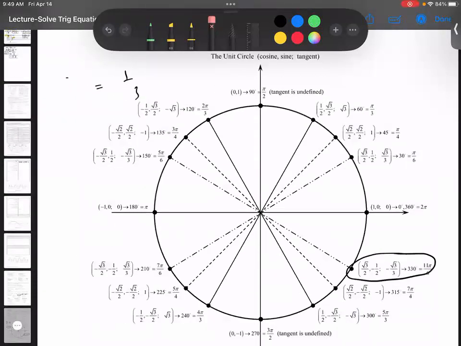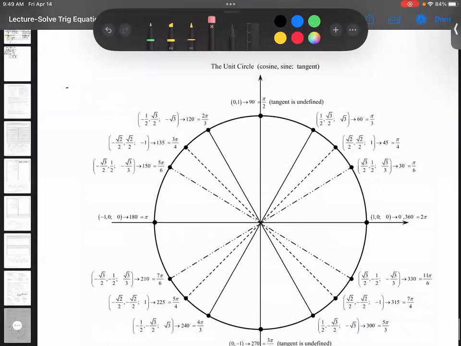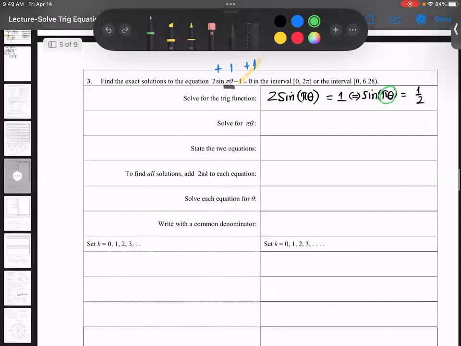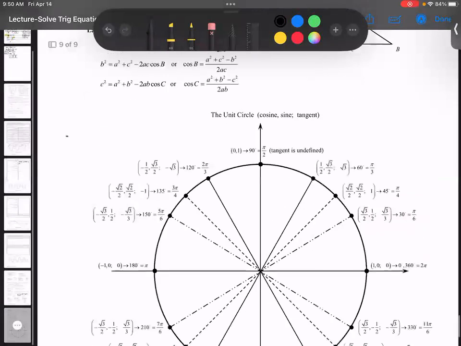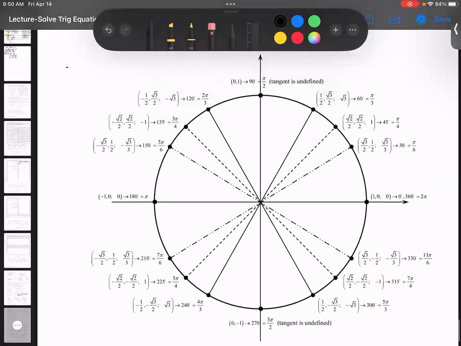Since sine is positive, it's going to be quadrant 1 and quadrant 2. Yes, pi over 6 and 5 pi over 6. So I know that whatever is in that little green bubble, let me revise this, pi theta equals, I forgot already, what was it? Pi over 6 and 5 pi over 6.